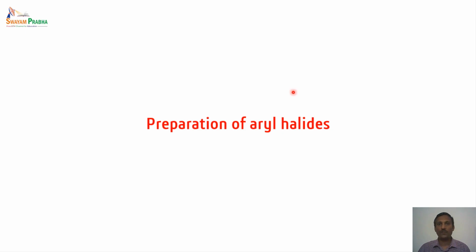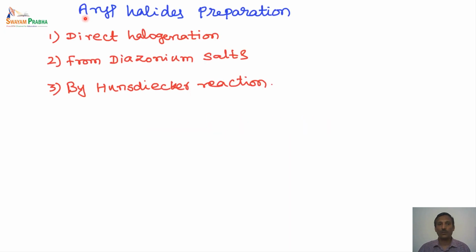In this session, we will be studying about preparations of aryl halides. There are three methods by which we can prepare aryl halides. The first one is the direct halogenation method. Then we can also prepare aryl halides from diazonium salts. And the third method is by the Hunsdiecker reaction. So let us look at the first one, which is the direct halogenation.